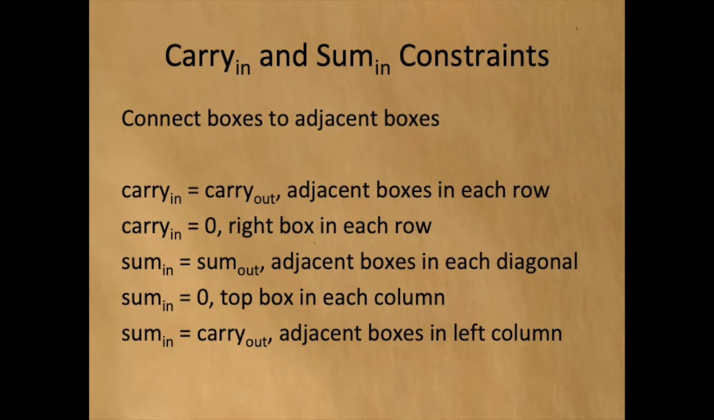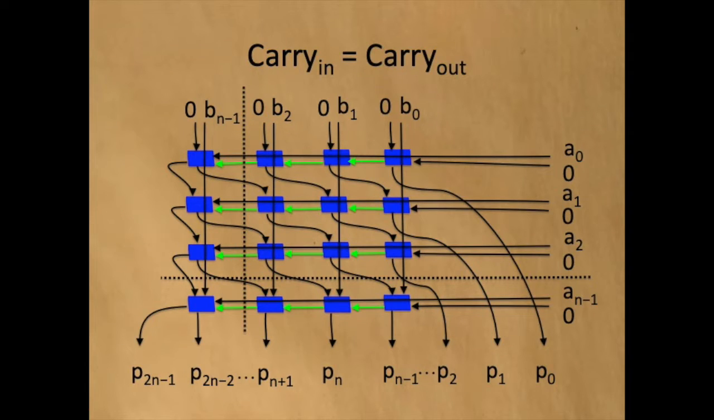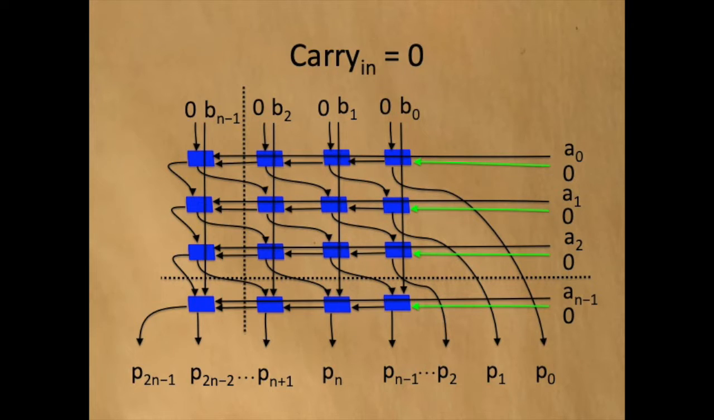The carry-in and sum-in constraints. These constraints connect the boxes to each other, and specifically they connect the boxes to the adjacent boxes. In each row, the carry-out of each box must equal the carry-in of the box to the left. In each row, the carry-in of the rightmost box must equal 0.